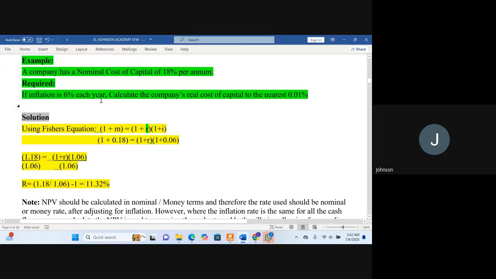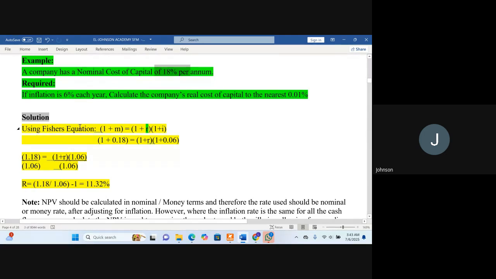And then in the question, let's assume the question is giving you a real cash flow. You discover that the cost of capital the examiner gave you is money, is nominal cost of capital. But you don't need a nominal cost of capital when you have a real cash flow. What you need for a real cash flow is a real cost of capital. So it therefore means that you need to factor out the effects of inflation from this 18%. And how do you do that? That is where Fisher's equation comes to play.